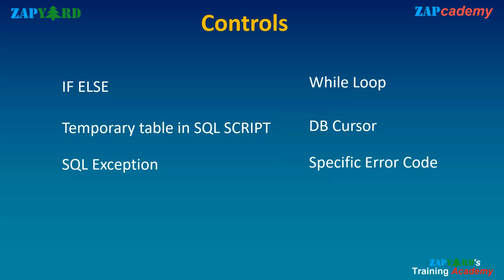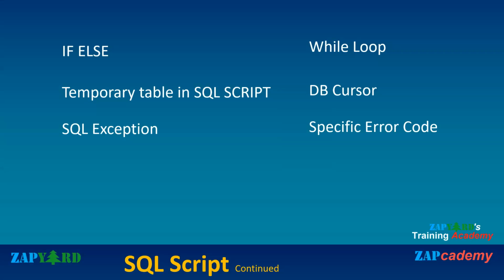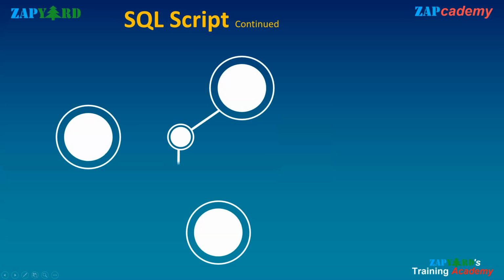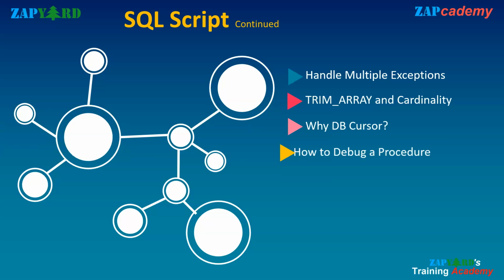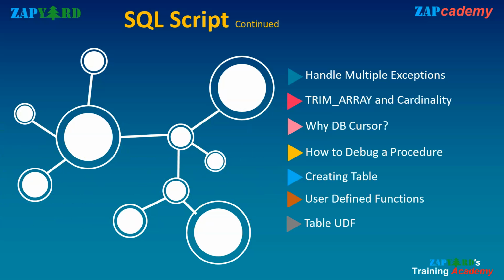We will cover enough examples to showcase the exception handling for specific error codes. We will continue our exploration of exception handle with examples of how to handle multiple exceptions. Trim array and cardinality are very important topics, and we will cover them with good use cases.